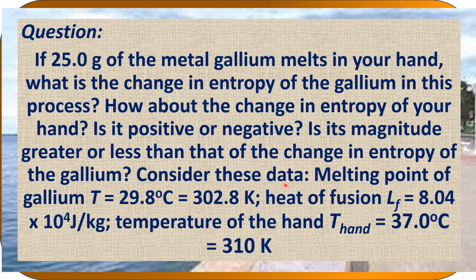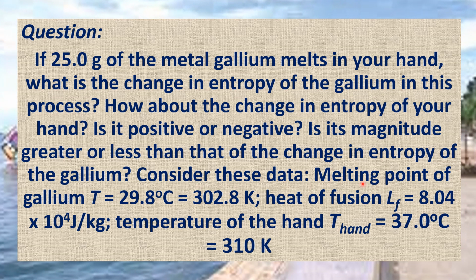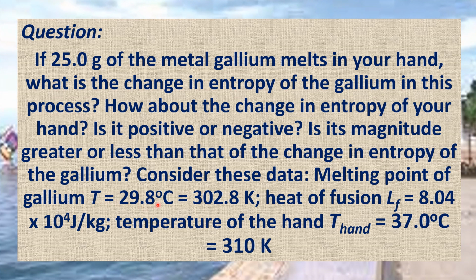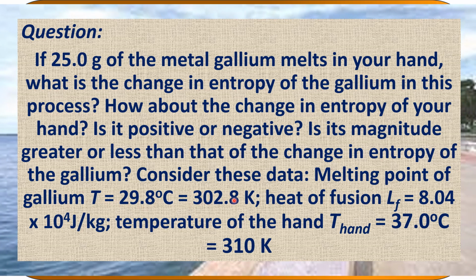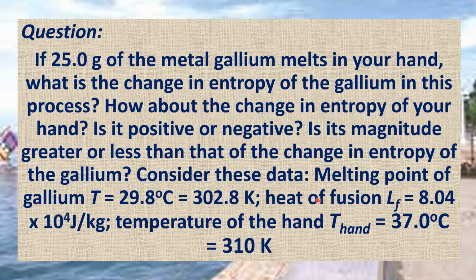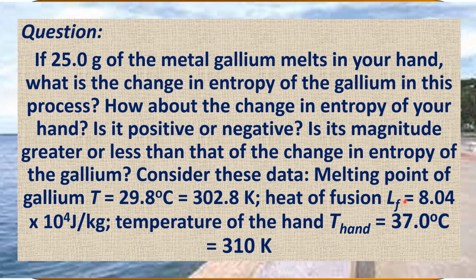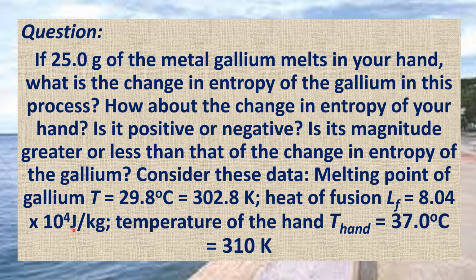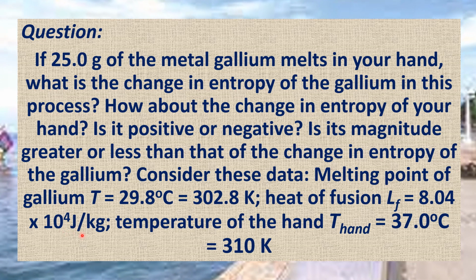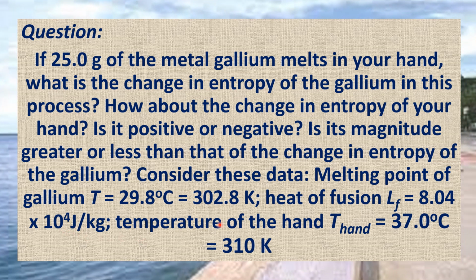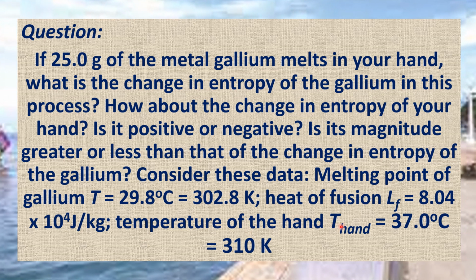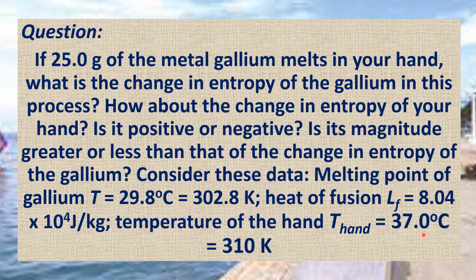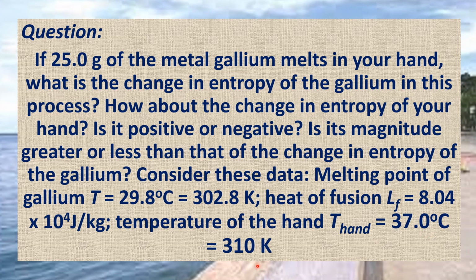Consider these data. The melting point of gallium, capital T, equals 29.8 degrees Celsius or 302.8 Kelvin. The heat of fusion, L sub F, of gallium equals 8.04 times 10 to the fourth power joules per kilogram, and the temperature of the hand, T sub hand, is equal to 37.0 degrees Celsius or 310 Kelvin.